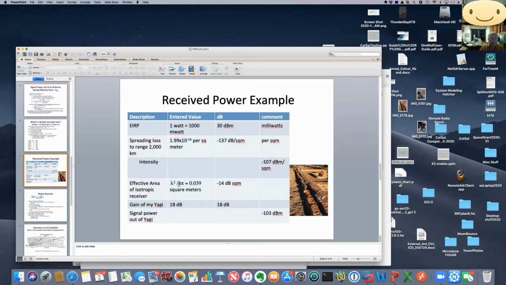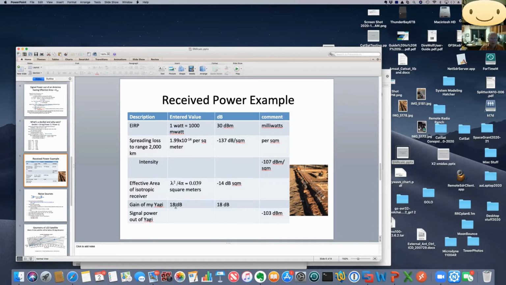And then if we had an isotropic receiver, it receives equally in all directions. This is the magic formula, lambda squared over 4 pi, wavelength squared divided by 4 pi. At 70 centimeters, or 0.7 meters, you work that equation and it gives you 0.039 square meters. And you turn that into decibels, it's minus 14 dB square meter, which is 14 decibels below a square meter.